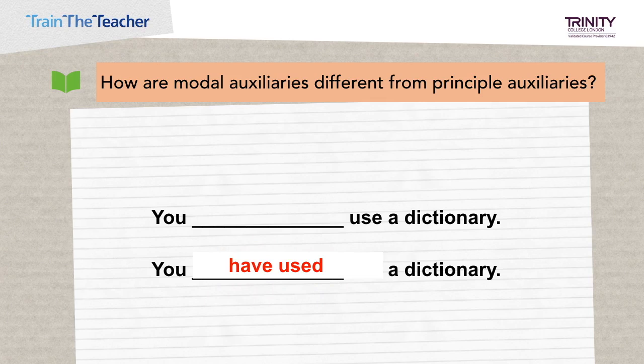Note that when using auxiliaries to form tenses, the main verb changes to the present participle or the past participle form, whereas when using modal verbs, the main verb remains in its bare infinitive form.